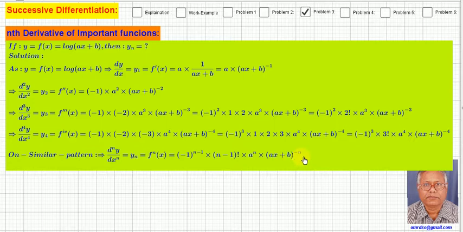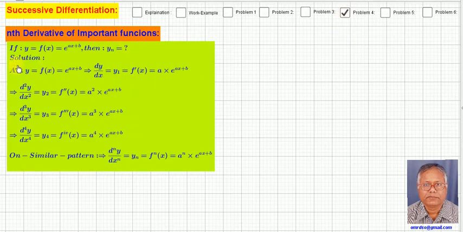Right? Alright. Now, see some other problem also. Problem number 4. y is equal to f(x) is equal to e to the power ax plus b, then what is yn? Now, y is equal to f(x) is equal to e to the power ax plus b. So the first derivative dy/dx, y1, is equal to f dash x is equal to a into e to the power ax plus b.